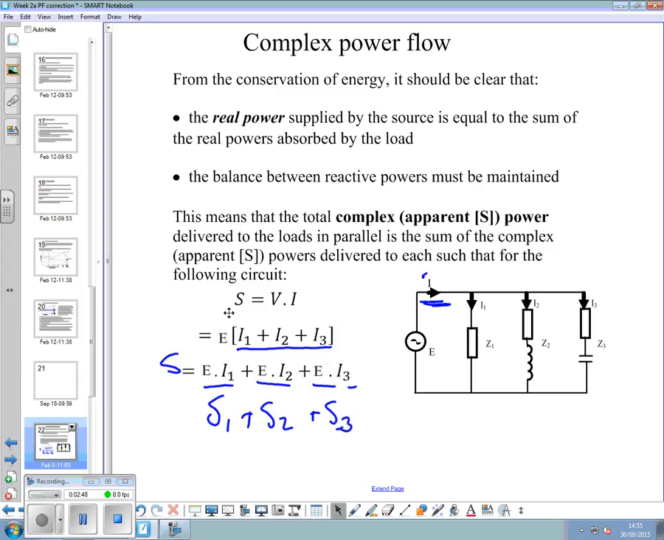This is supply and power, so we got power going from there and being absorbed by these loads. And these S's each consist of a P, a power part, and a Q part. A real power in watts and a reactive power in vars, which we covered last week.